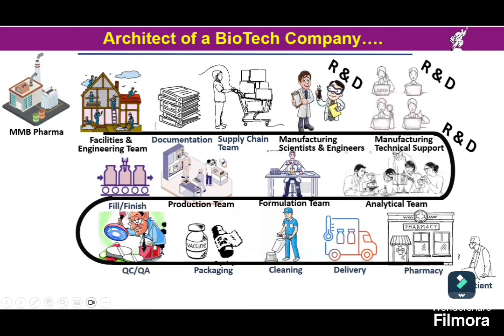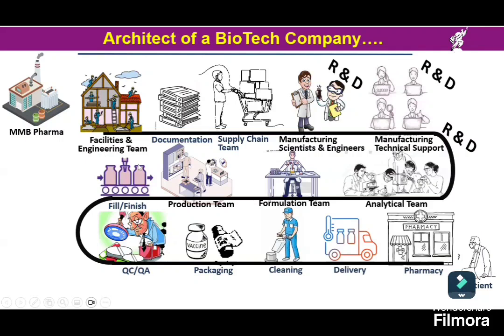So this is the architecture of a biotech company, and there you have to have a facility. Somebody should be responsible for the documentation of the facility, the training procedures, and the procedures for doing the experiments. There is the supply chain team that keeps an eye on the materials you order for the R&D. There is a group of people working in the R&D department. Somebody is responsible for the formulation of the drug. Then the production team takes care of producing at the mass level.